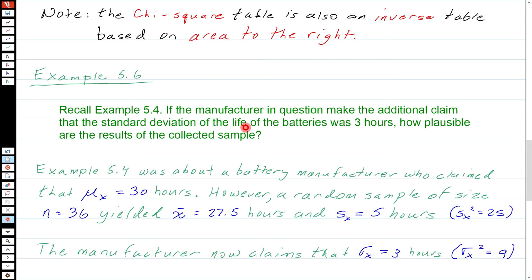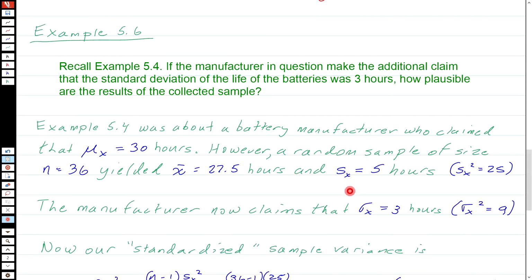If they made the additional claim that the standard deviation of the life of the battery is 3 hours, how plausible are the results of the collected sample? The original example gave us S equal to 5 hours. This is quite a bit bigger than the claim of 3 hours. So we're a little bit suspicious that there's something wrong with the claim of 3 hours as well. So the sample variance is 25.